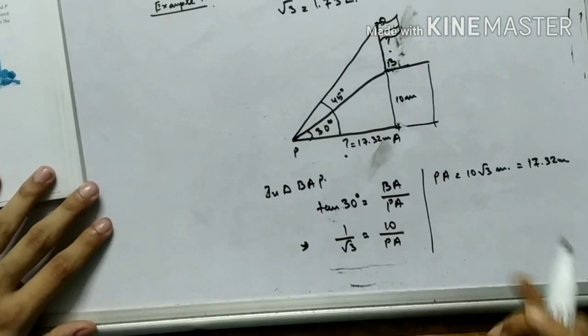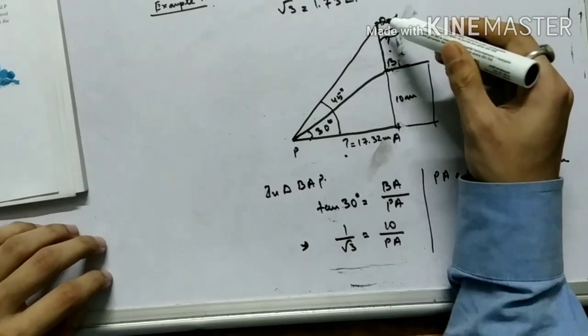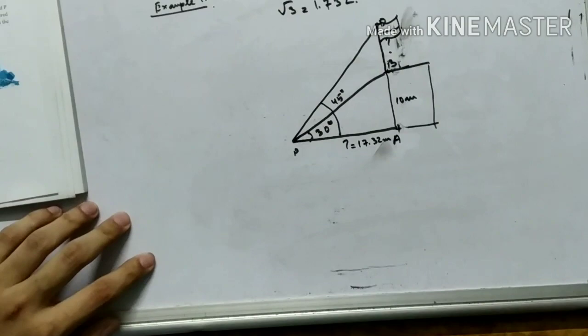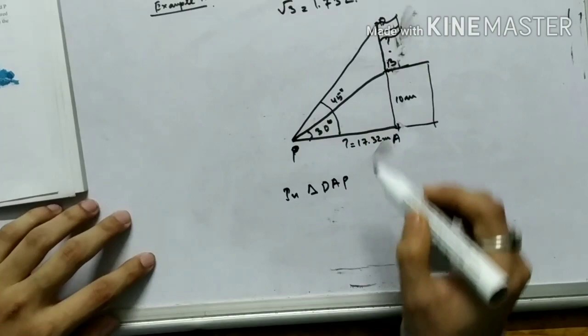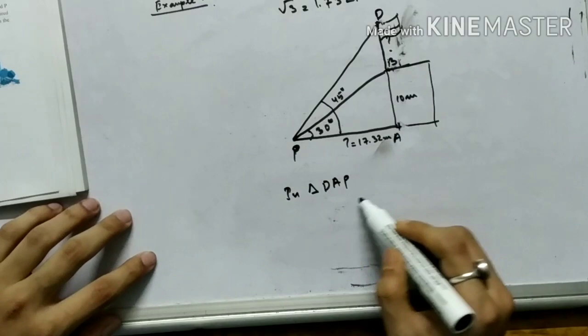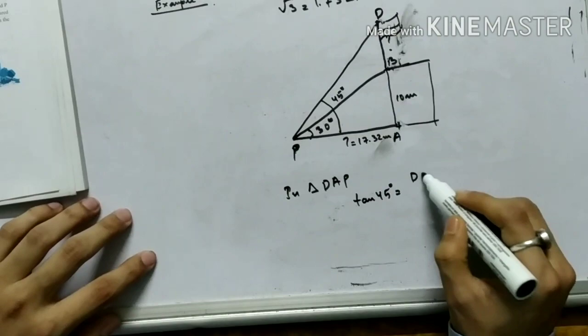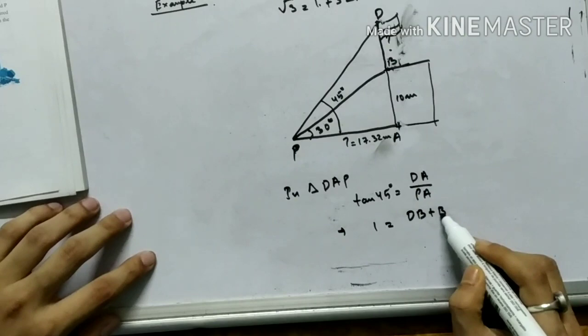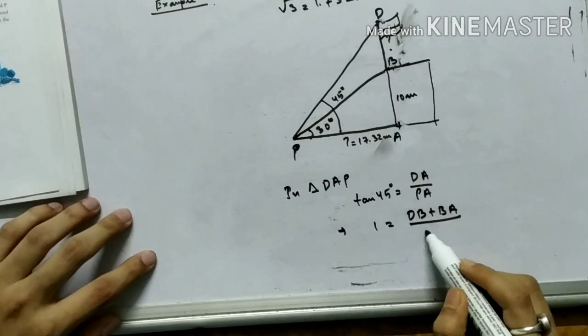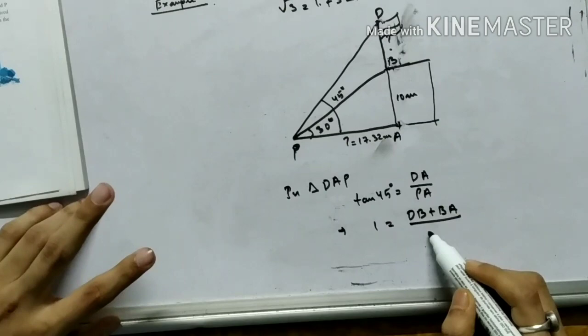Now I have to find DB here. So now what I will use, I will use this whole triangle. In triangle DAP, this is point D here, again I will use the tan function: tan 45 degrees equals DA by PA. So tan 45 is 1, equals DA. DA is DB plus BA, by PA. I will use 10 root 3 here.